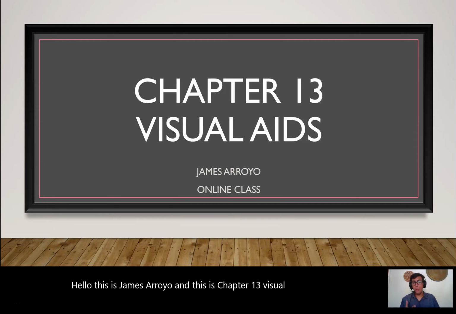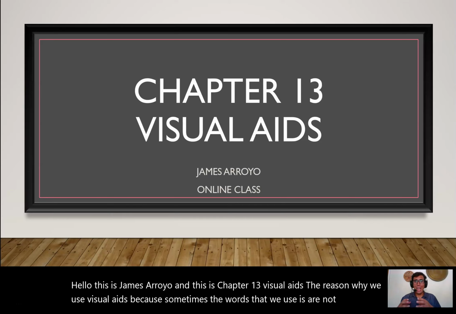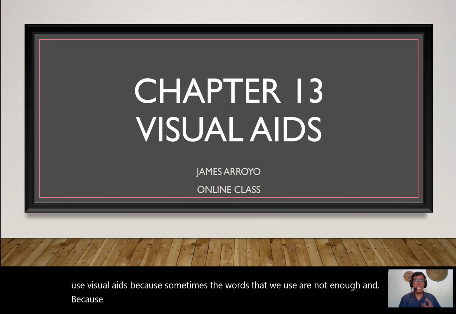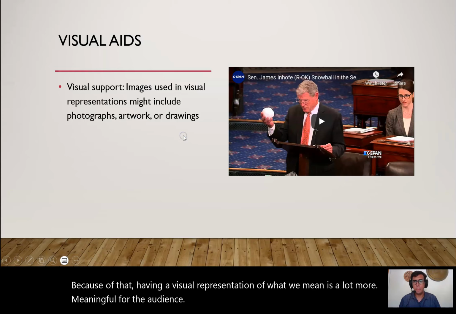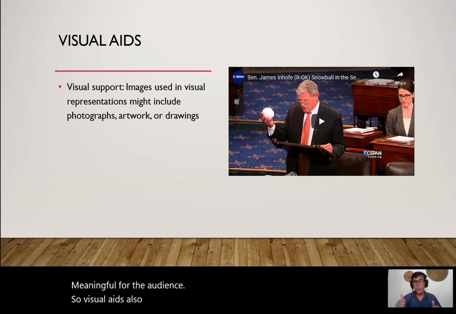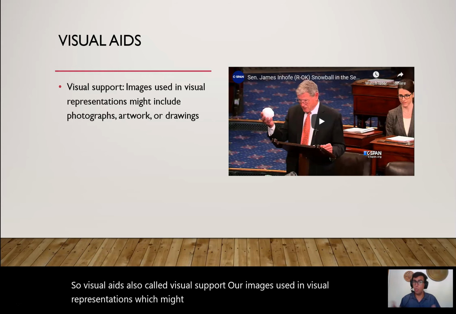The reason why we use visual aids is because sometimes the words that we use are not enough, and because of that, having a visual representation of what we mean is a lot more meaningful for the audience. So, visual aids, also called visual support, are images used in visual representations, which might include photographs, artwork, or drawings.